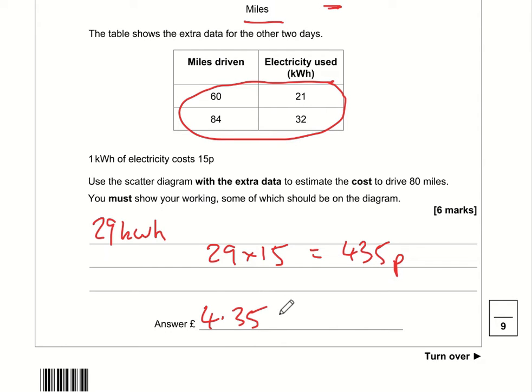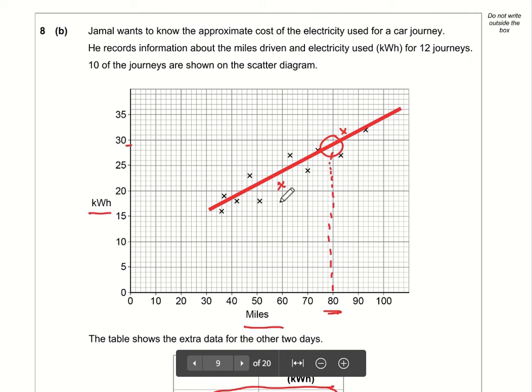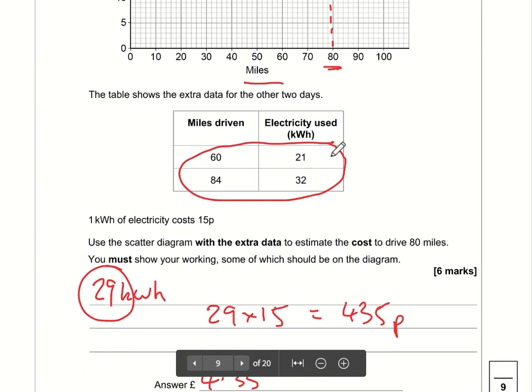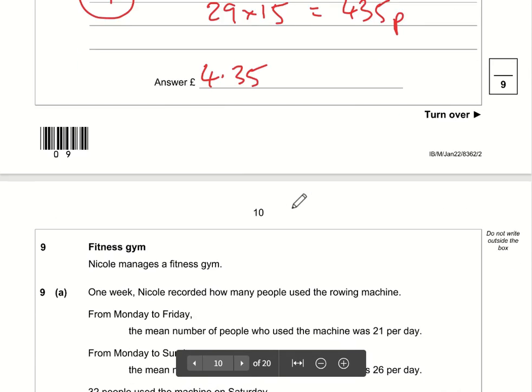Now it's possible you've got a slightly different answer. You might not have got 29. Since it's possible for students to do slightly different lines of best fit, and as I said before, they might still be fine, then you might not get 29, maybe you get 30, maybe you get 28, in which case it's going to be 30 or 28 times by 15. So with questions like this, a bit of flexibility is allowed in the answer.